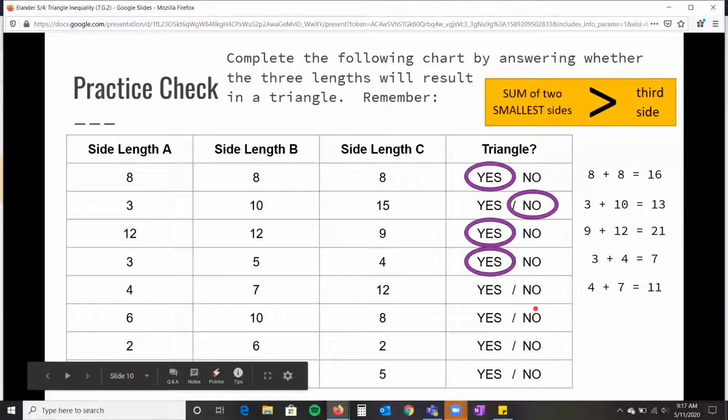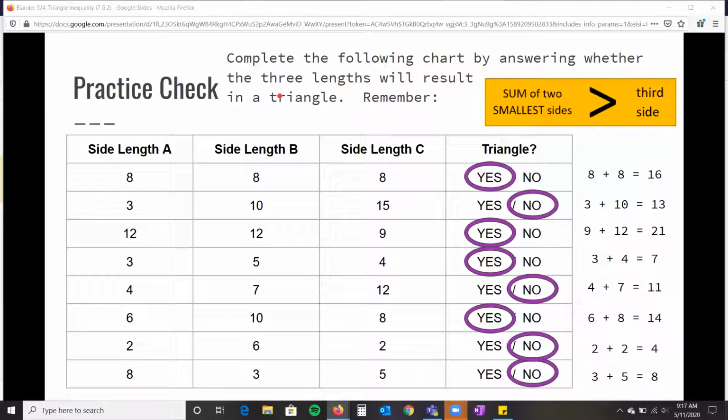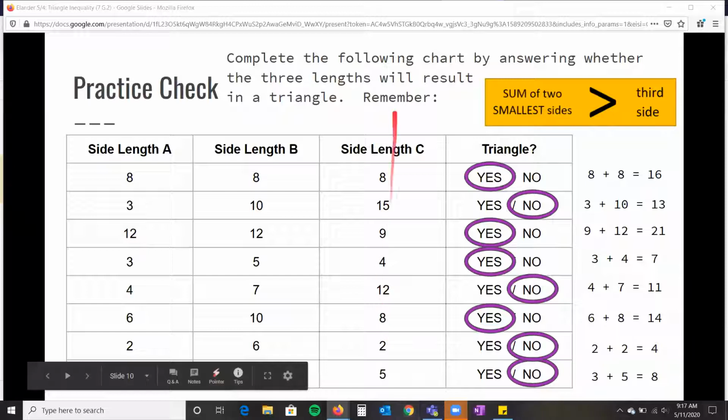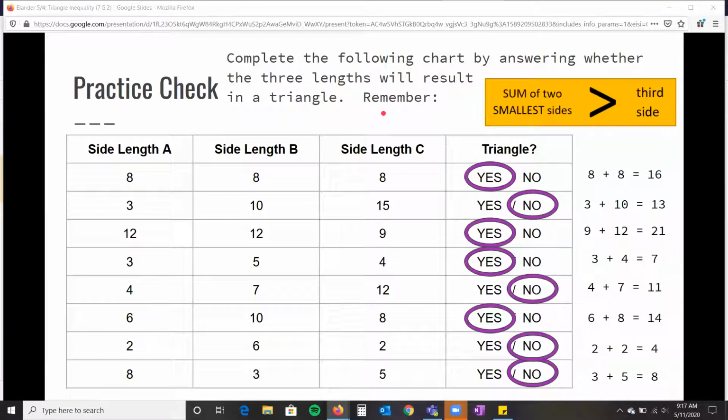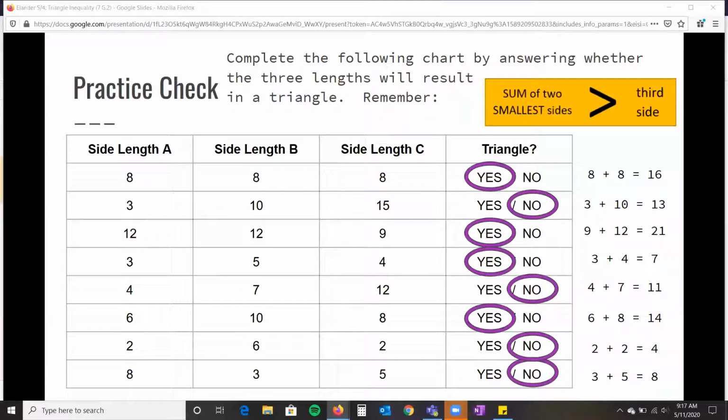I know a lot of people are shy here, but do you guys have any questions on this before we move on? Knowing that a triangle can only be formed or constructed if the two smaller sides add up to be greater than the third side, the biggest side. Okay, while you're thinking of a question, quick check on this. Would these three side lengths coming in the chat be able to make a triangle?